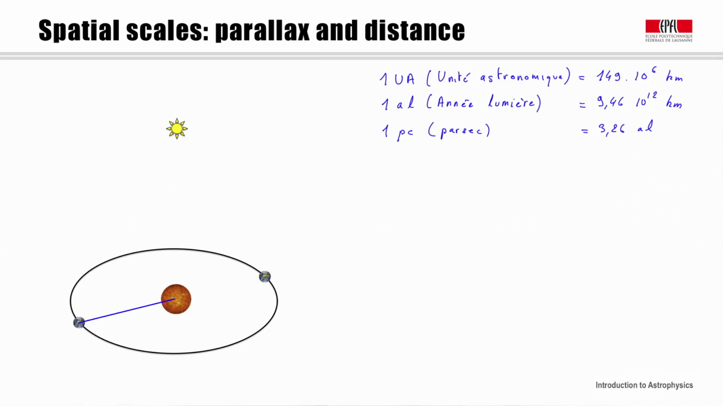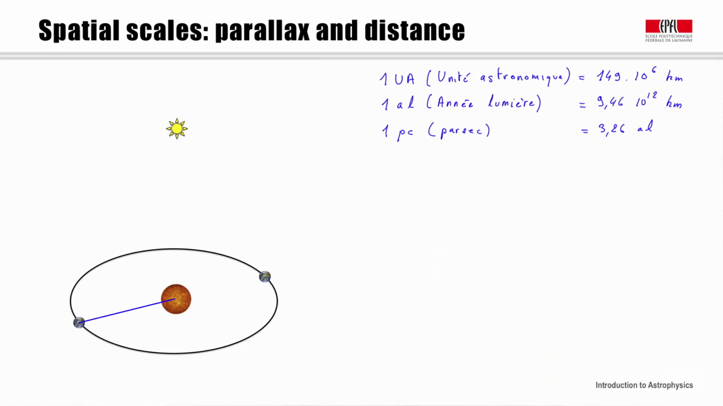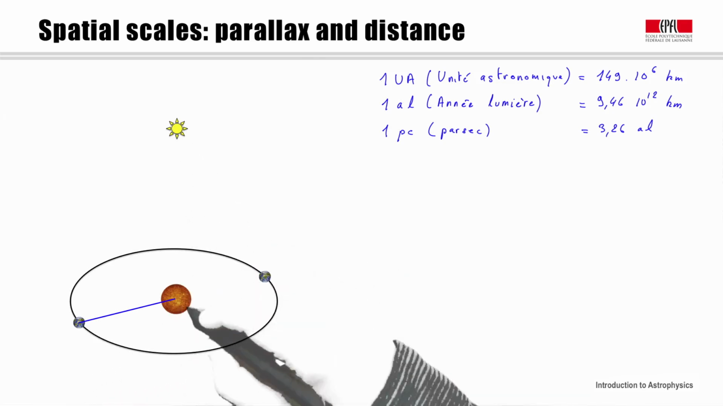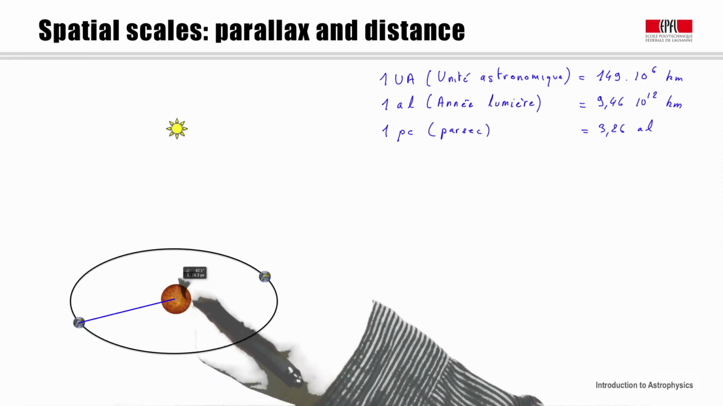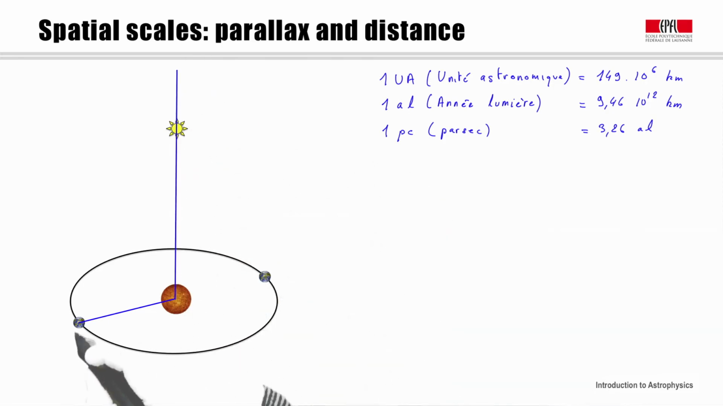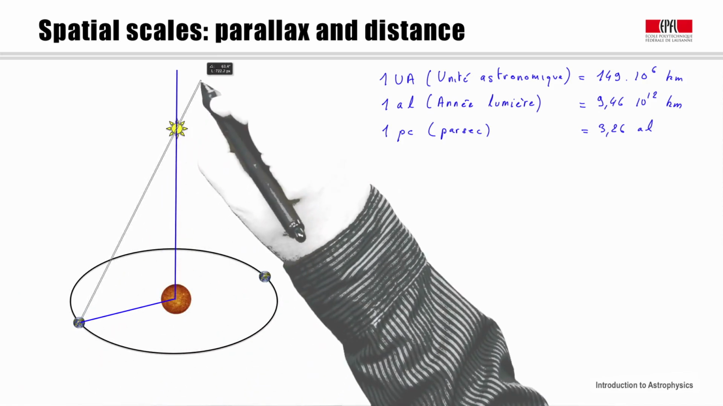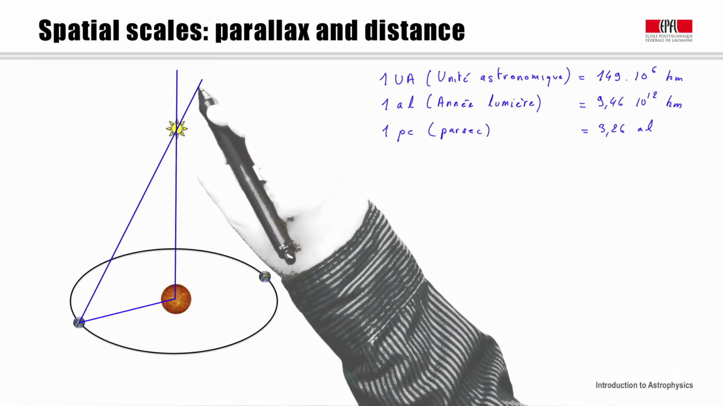To define a parsec, we first have to define what is called the parallax. Parallax is the angle subtended by Earth's radius at a distance d. For example, at the distance of this star. Here is the line of sight to the star seen from Earth at a certain time. The star will be at a particular apparent location on the sky.